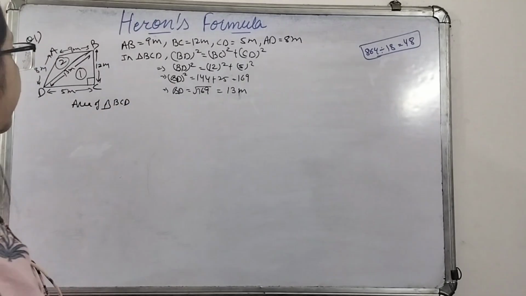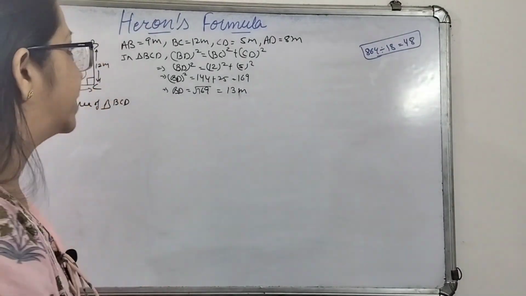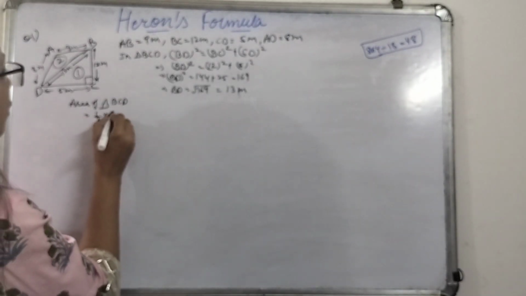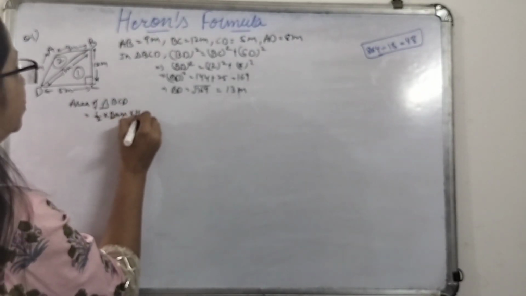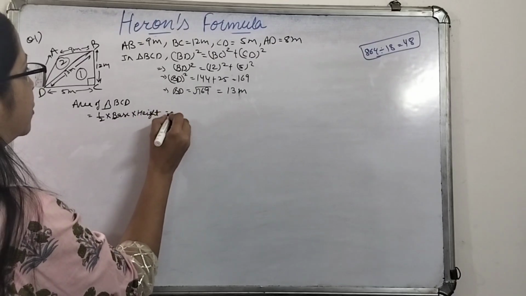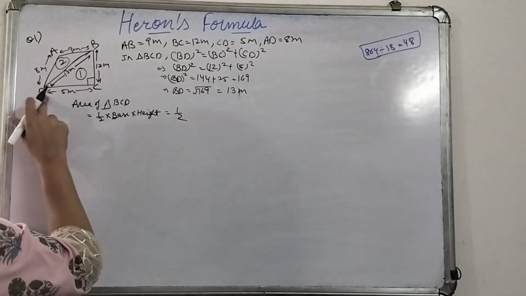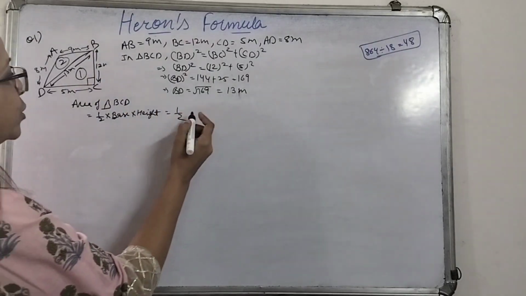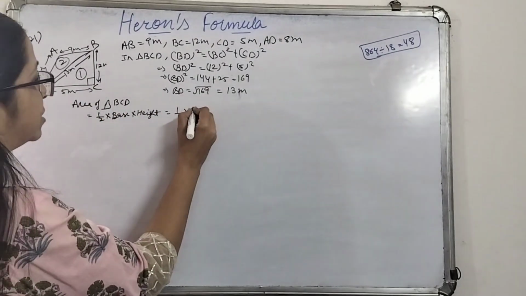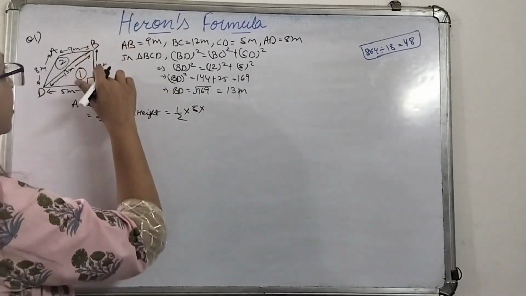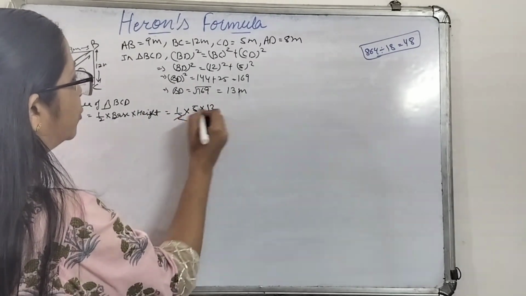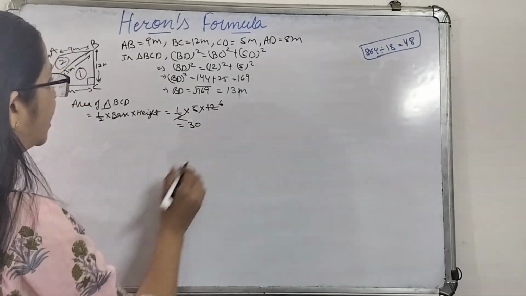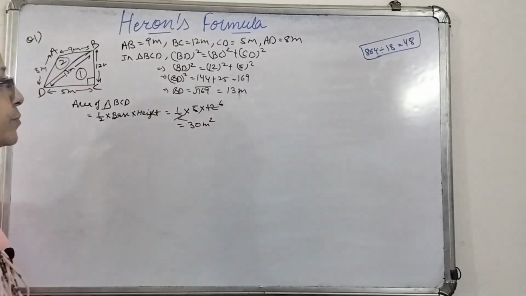Just now we have learned that if it is a right angle triangle, we can directly find the area of the triangle. That is, the area of the triangle is given by 1 upon 2 into base into height. So over here, if I consider DC as the base, in that case BC will be the height. So the base is 5, and the height will be 12. 1/2 of 12 is 6, and 5 times 6 is 30. It is in meter square.